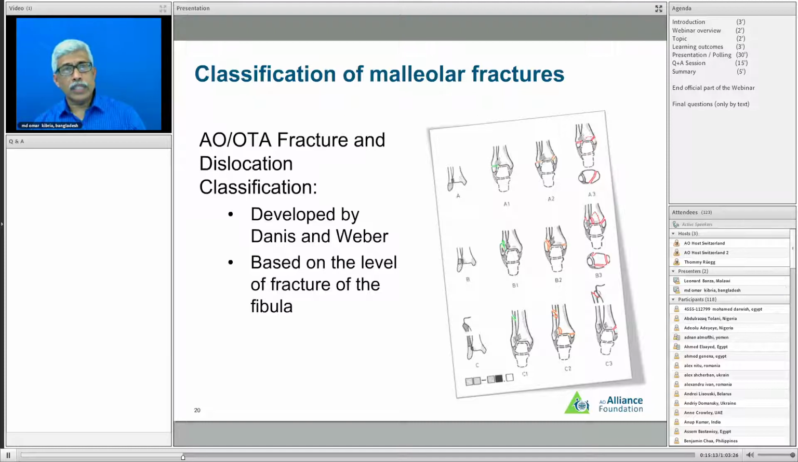From A to C, C is more unstable. From 1 to 3, 3 is more unstable. So as the number increases, the instability increases. As the number of fractures increases, bony involvement increases, and the instability increases. So that is one way to classify the fracture.